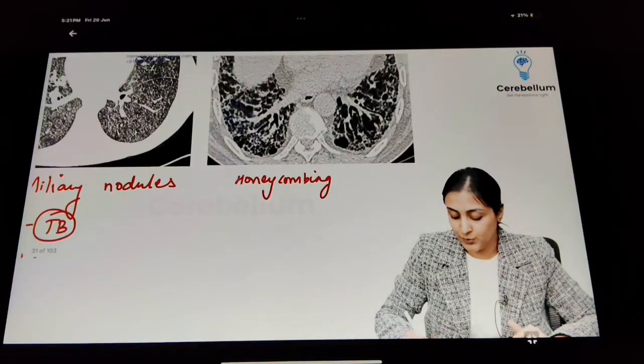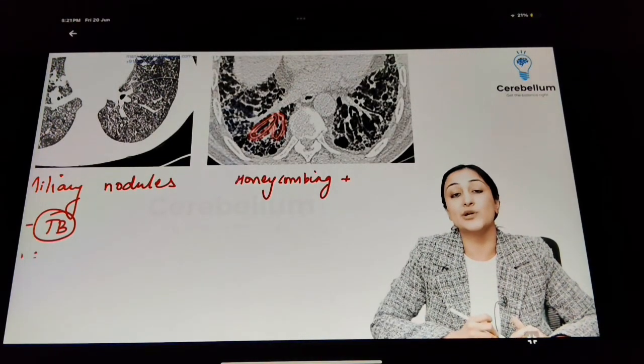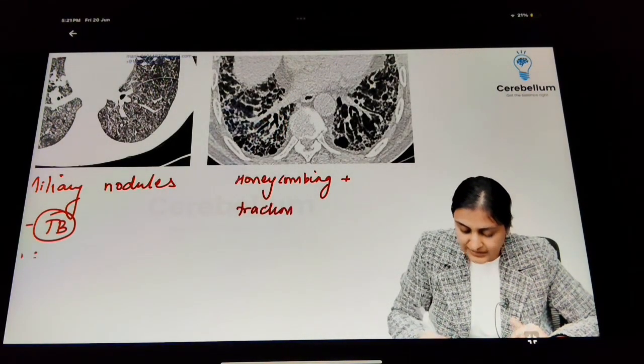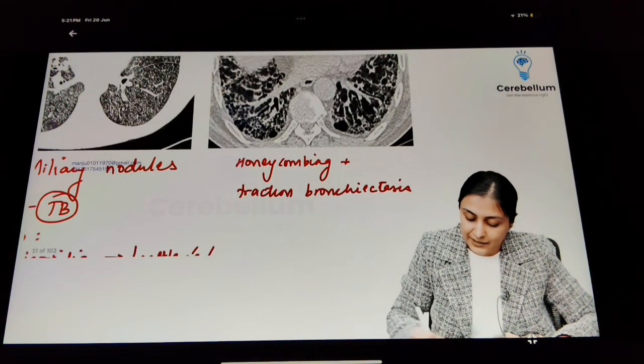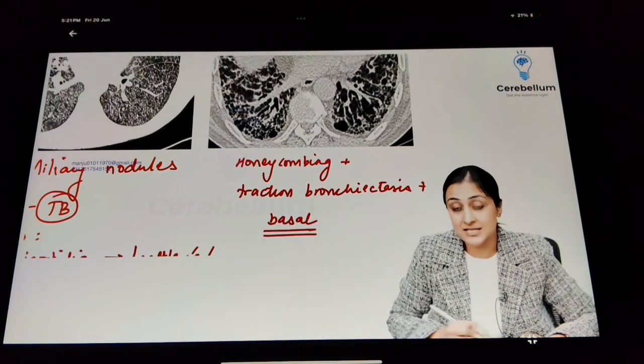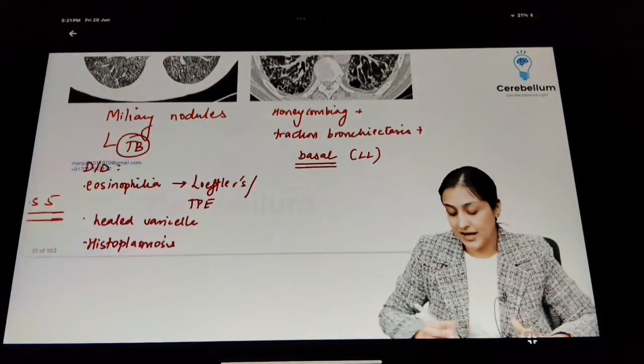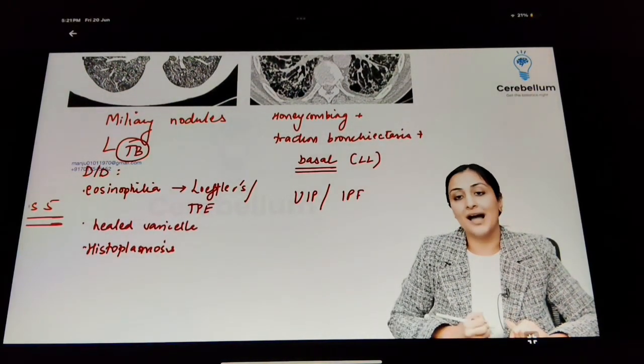So when you see this honeycombing, in addition, you can see that the bronchus leading up to it is dilated. That is what we call traction. It's the fibrosis which is pulling the bronchi and making it dilated. This is what is traction bronchiectasis. And what you see is a lower lobe predominance, basal, lower lobe predominance. When you see this triad, this is the hallmark of UIP or IPF.